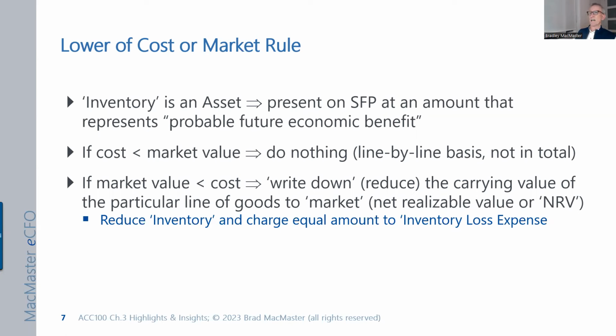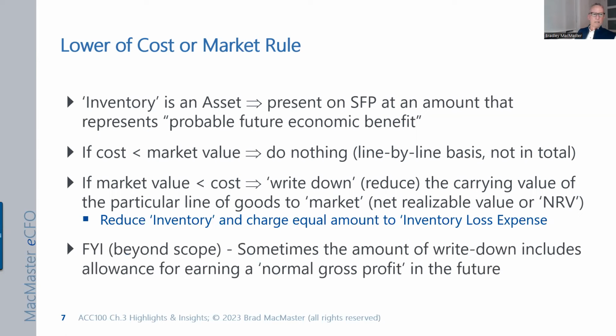So the reduction in equity balances the reduction in the asset inventory. Now, just for your information, and this is a point that's beyond the scope of this course, sometimes when we determine the amount of the write-down, we will include an allowance for earning a normal gross profit in the future.